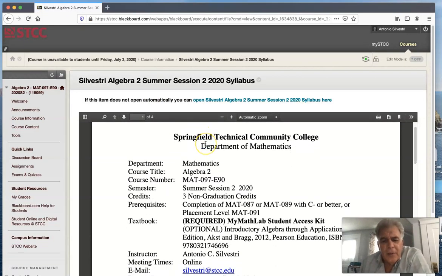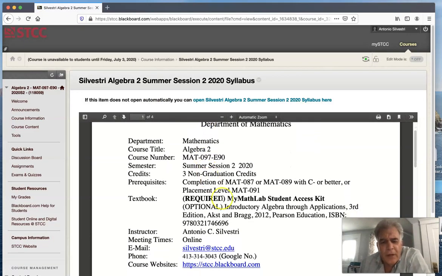And so the syllabus is your straightforward syllabus. The only thing that's required is that you get the access kit, the MyMathLab access kit. Again, if you've taken this course before in Algebra 1, you'll need to link to your old Algebra 1 Pearson account.